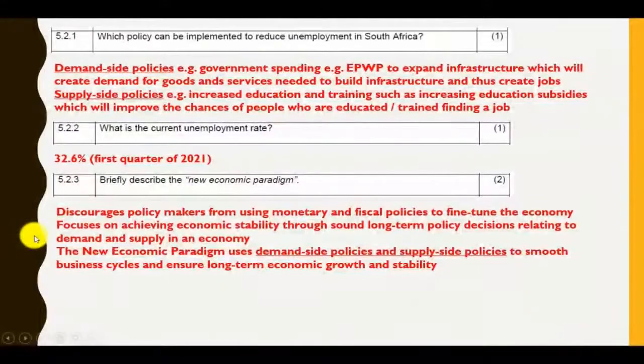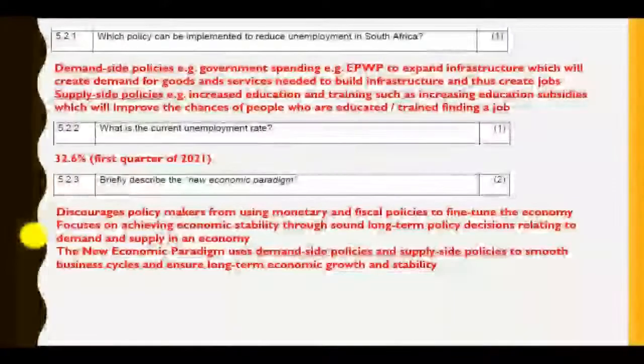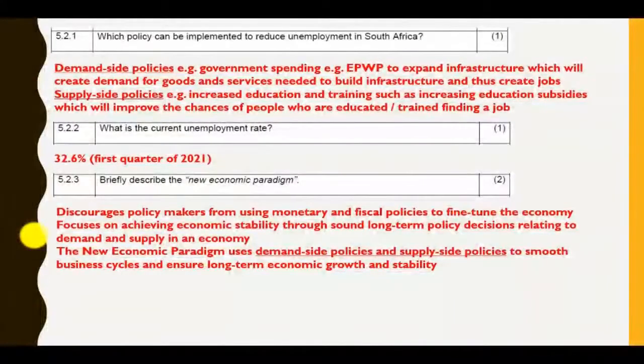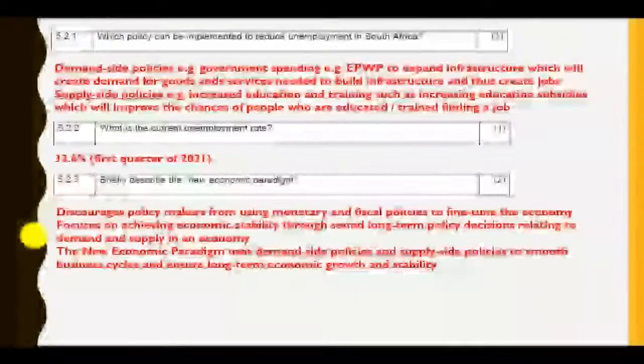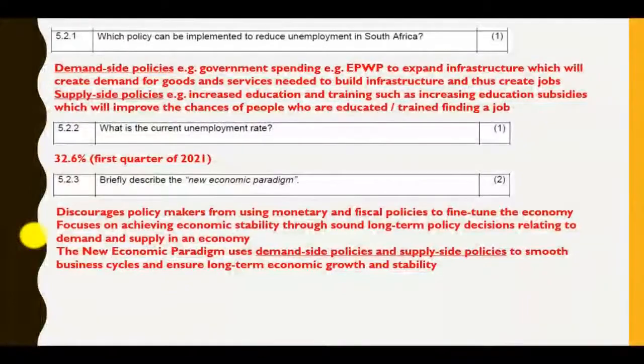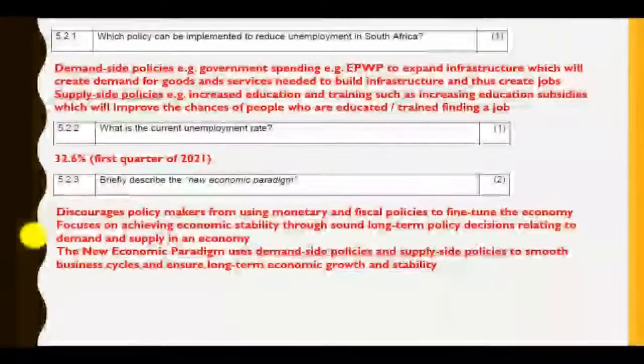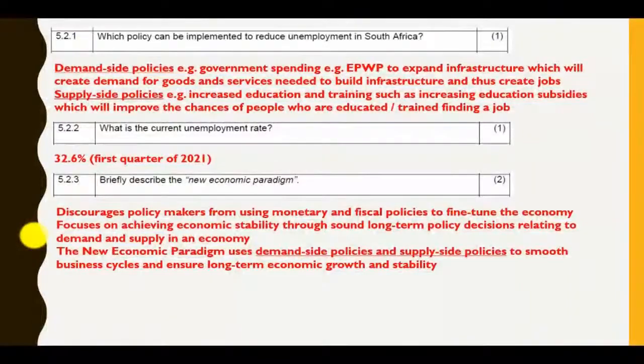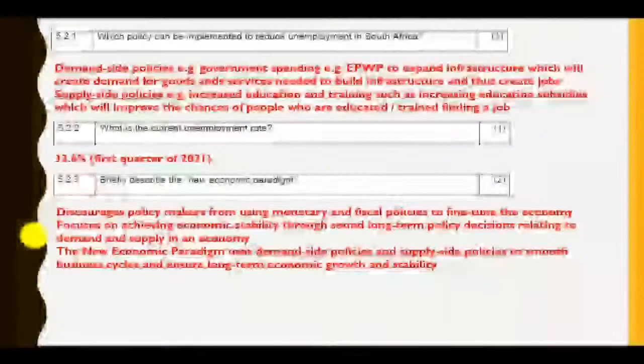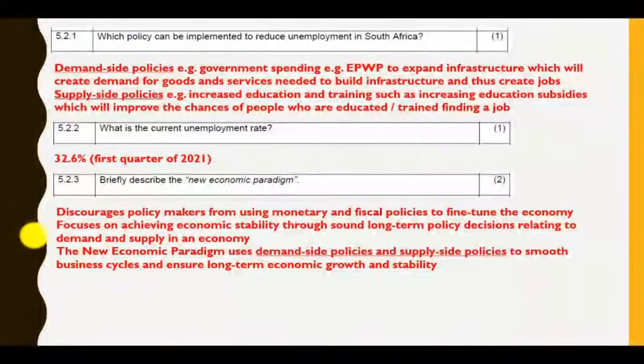That the key to the new economic paradigm is that we want to use demand and supply side policies to create long-term economic growth and stability. If we only use demand side policies, which is monetary and fiscal policy, we will stimulate demand, but that will lead to inflation, and that is not sustainable in the long run. Eventually, we will have loss of jobs as a result of that.